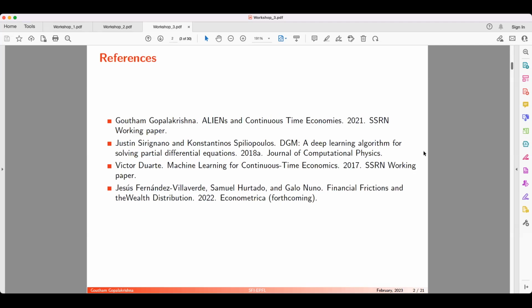Most of the material today will come from my working paper, but here are a couple of other useful references. And the last paper by Jesus Fernandez-Villaverde and co-authors particularly focuses on solving models with financial frictions. So you can take a look at that as well.